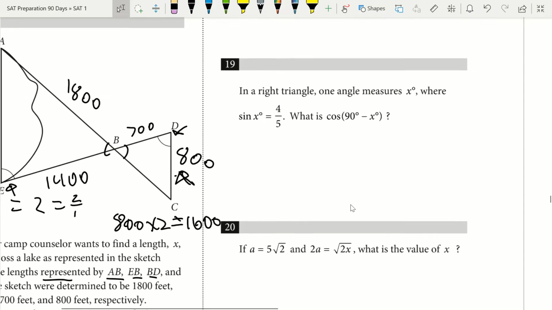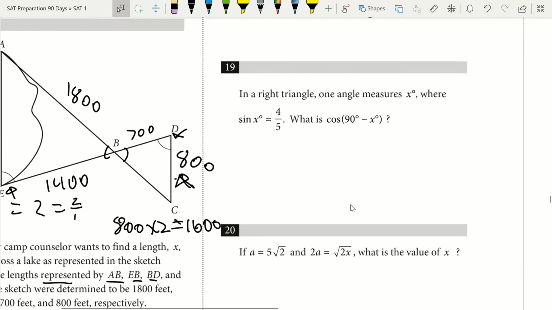At this point, I glance at 19, 20, see if they look easy, which they do, and I'm going to solve for them first before doing 10 through 15 since they look easy. Okay, in a right triangle, one angle measures x, where sine of x equals 4/5. What is the cosine of 90 minus x? Okay, I know that the cosine of the complementary angle is going to be the same as the sine of the other angle, right? So 4/5, my answer here is also going to be 4/5 for 19.